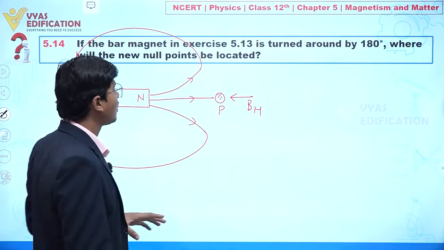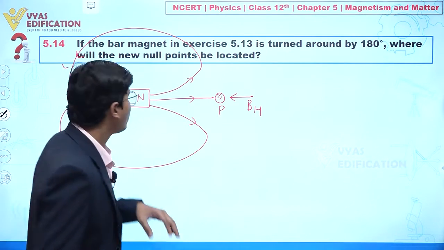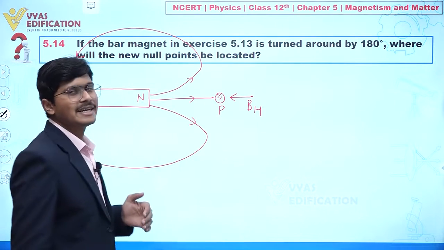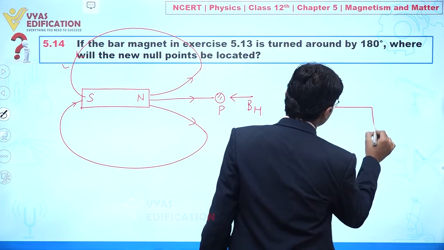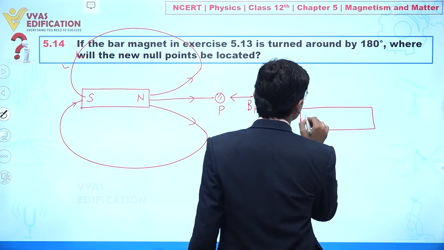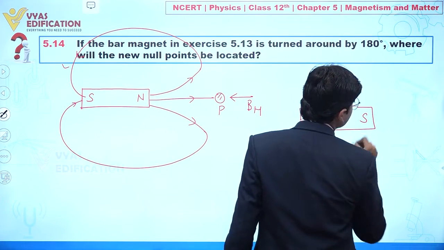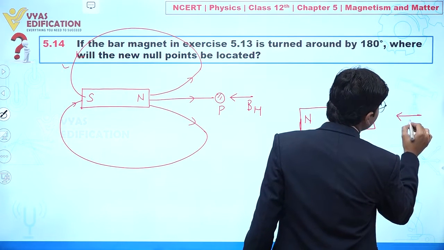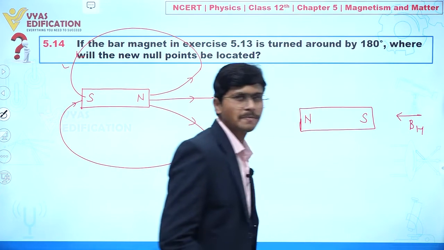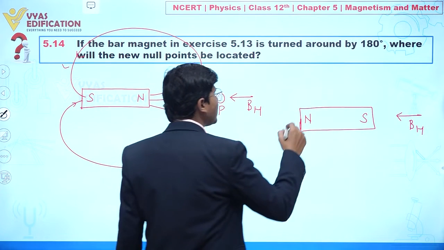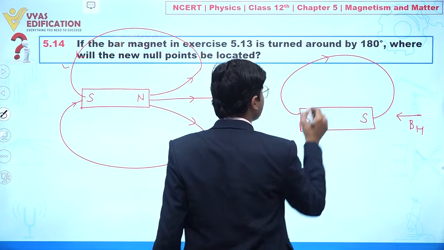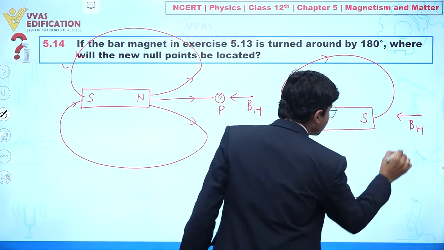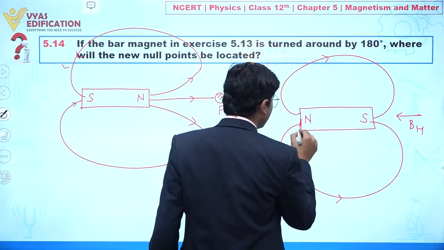Clear? But now, what is given in the question? Now we are turning this dipole by 180 degrees. Clear? It means now the situation is like this. Now we have north on this side, south on this side. Now it is given here, the horizontal component in this direction. And now you know very well, if we draw the magnetic field lines here, they will be like this.